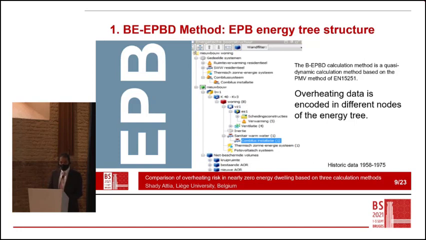And the overheating data is encoded within the energy tree when you start to model the building. And as you can see, the historic data is based on 1958 to 1975. So this is today's regulatory framework that we use to issue any permit. It's a single zone model, and it's a quasi-dynamic model, which means that we represent the year 12 times, representing the monthly average.